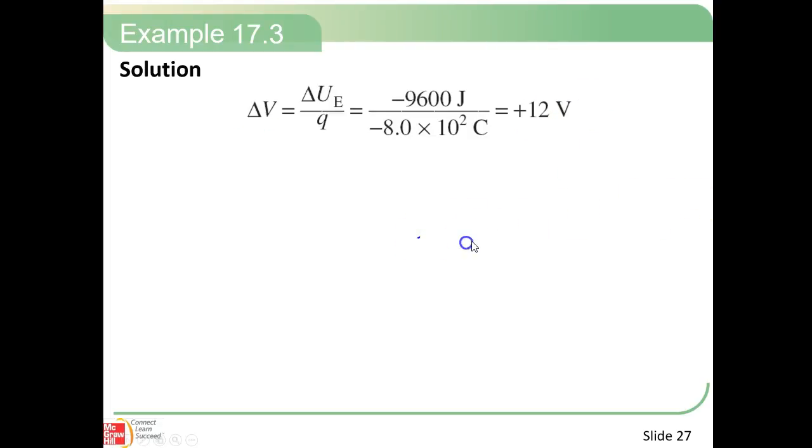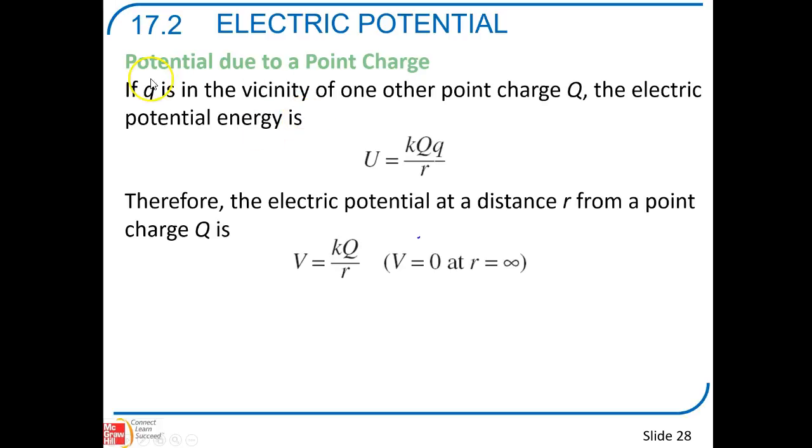The next part of this unit is talking about the potential energy due to just a point charge itself. If that charge Q is close to another point charge Q, we know that the electric potential energy is KQQ all over R. So if we are looking now at electric potential at a distance from a point charge, now we've got V is equal to KQ over R. We've removed that Q.